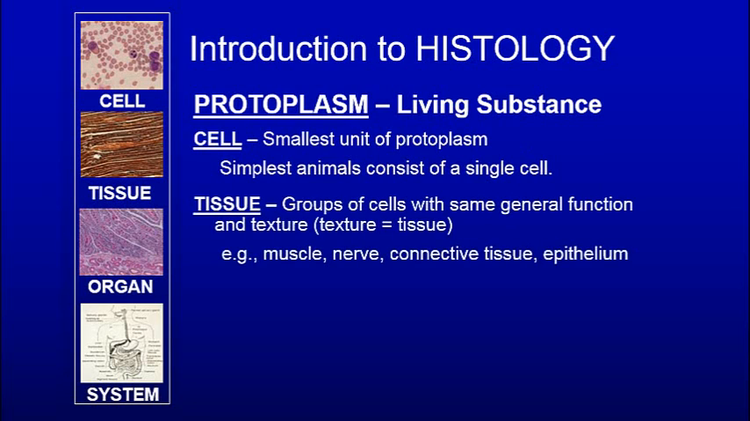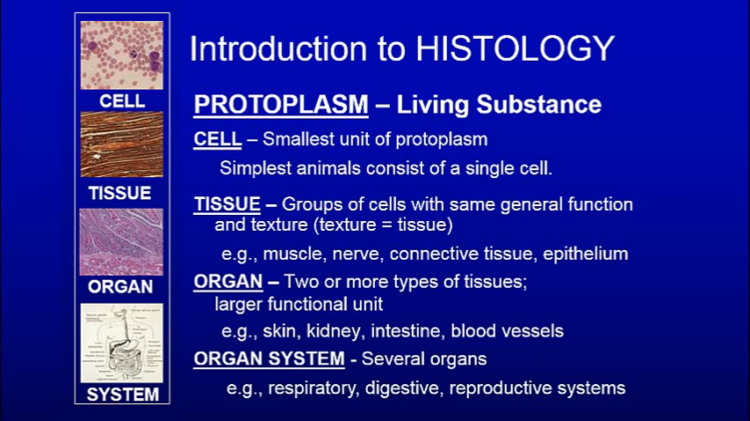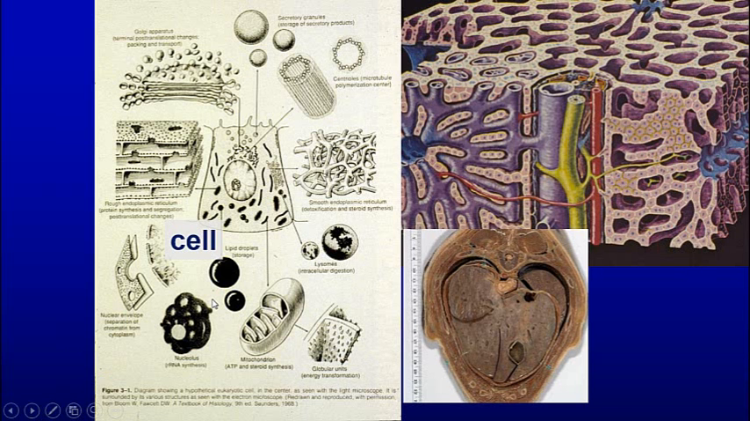If you get several cells that do the same type of thing, that makes a tissue, and there are four basic types of tissue: muscle, nerve, connective tissue, and epithelium. If you get more than a couple types of tissue, you get an organ. An organ functions as a unit: skin, kidney, intestines, blood vessels. And if you have several organs, you get an organ system: respiratory system, digestive system, reproductive system, the immune system, different systems. So we start with a cell, the smallest unit of life, and both animals and plants are composed of cells, tissue, organs, and then organ systems.